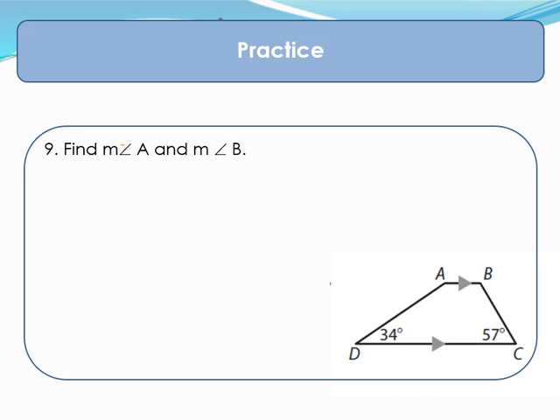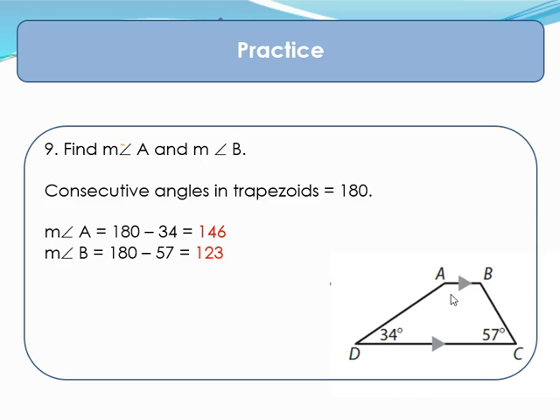Trapezoid. Find the measure of angle A and the measure of angle B. One of the first things we can see is this is not a regular figure. Well, one of the things we do know is that consecutive angles in trapezoids equal 180. So to solve for angle A, angle A and angle D must equal 180 degrees. So 180 minus 34 equals 146. So the measure of angle A is 146.